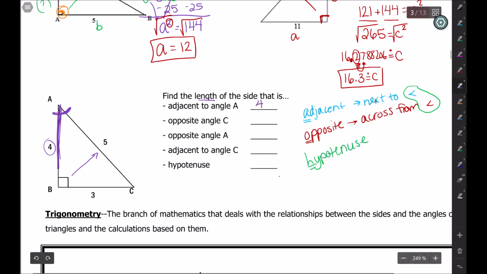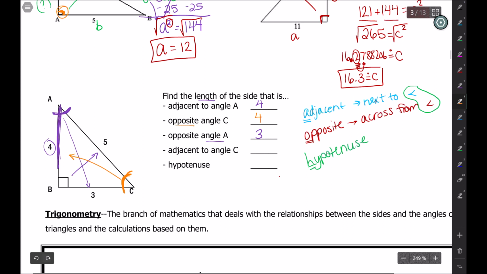Now, the one that is opposite angle A has to be 3 because it's the one that's across from it. So this one is going to be 3 right here. Okay? Now that we've done that, let's take a look at angle C. So angle C right here, the side that's opposite angle C has to be across from it, so that is 4.